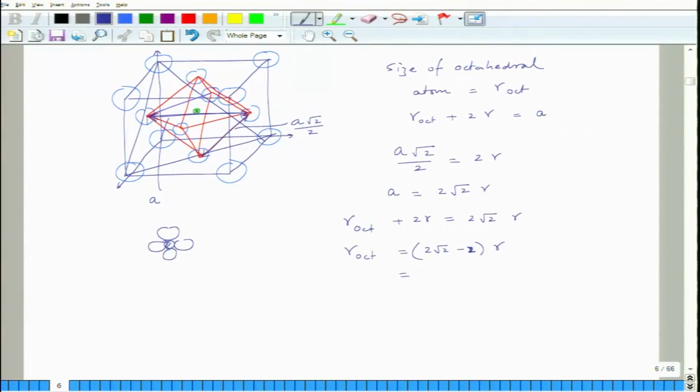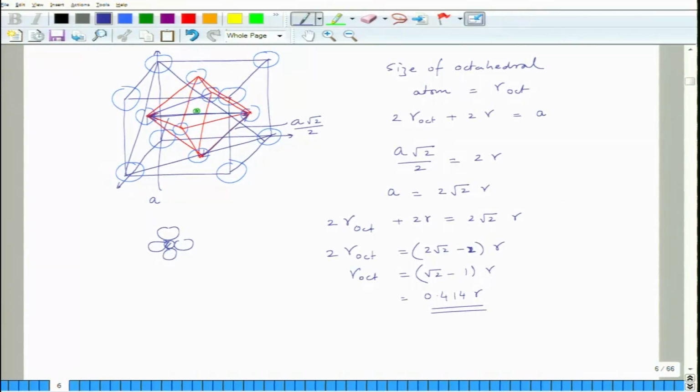So this is how you will determine this. This is 2R, yeah, this is the mistake that we have made. So 2 2's will cancel each other. So R oct will be equal to root 2 minus 1 into R. Root 2 is 1.414, right? So this will be 0.414 R. Okay. So that's what I was wondering, that the numbers had gone somewhere wrong.